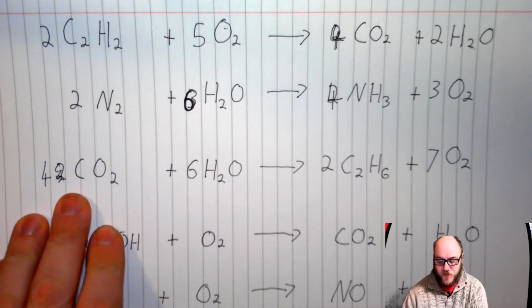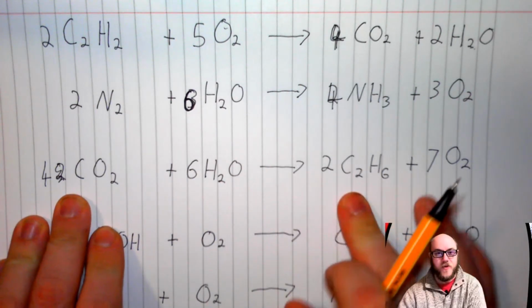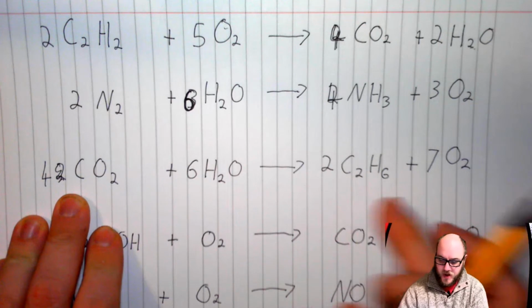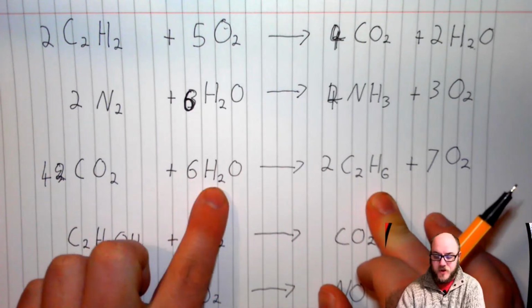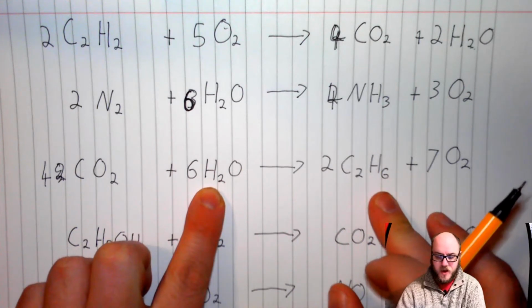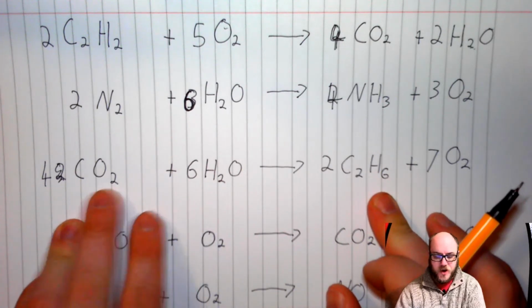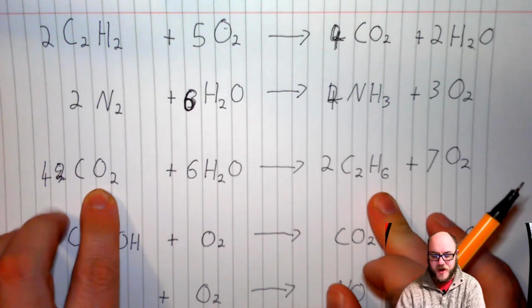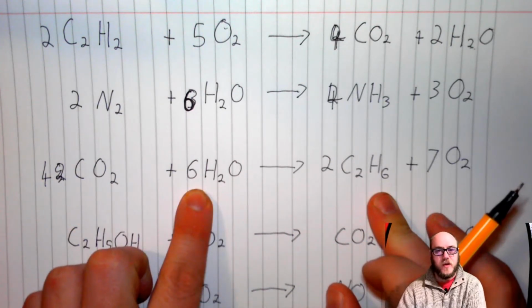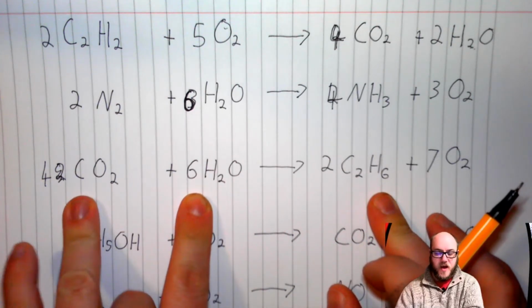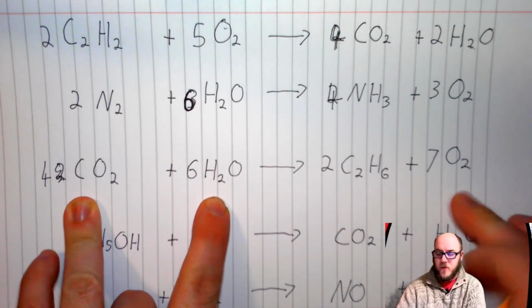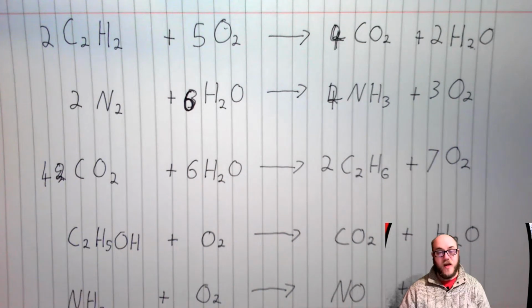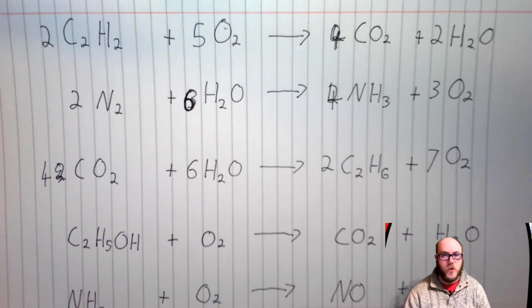Okay, so let's double check we've got everything we need. I've got 4 carbons here, 2 times 2 carbons, 4 carbons there. I have got 6 times 2, 12 hydrogens here, 6 times 2, 12 hydrogens here. I have got 2 times 4, that's 8 oxygen atoms, plus 6. So that is 14. 7 O2s will give me 14 oxygens. That is balanced.